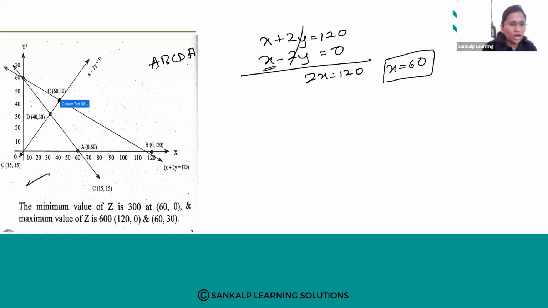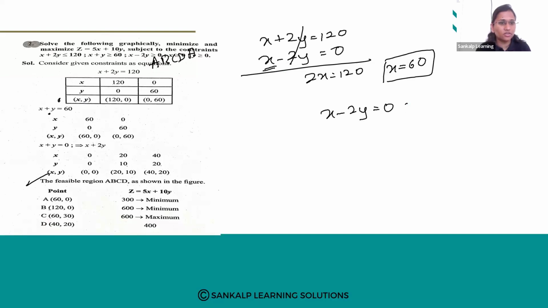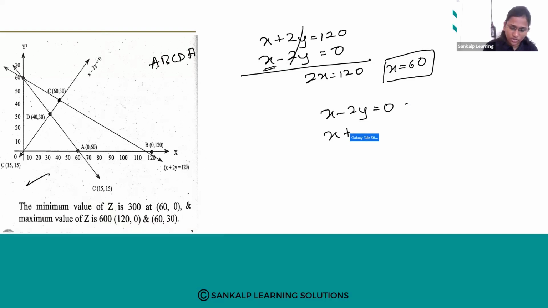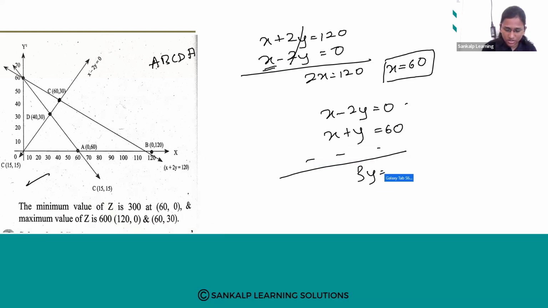Now D is the intersection of another line, the x minus 2y line, with the other line, x plus y equals 60. Subtracting, what do you get here? 3y equals 60, so y is 20. If y is 20, then x is 40. So this is 40 and 20. Please make a correction: this is 40 and 20.